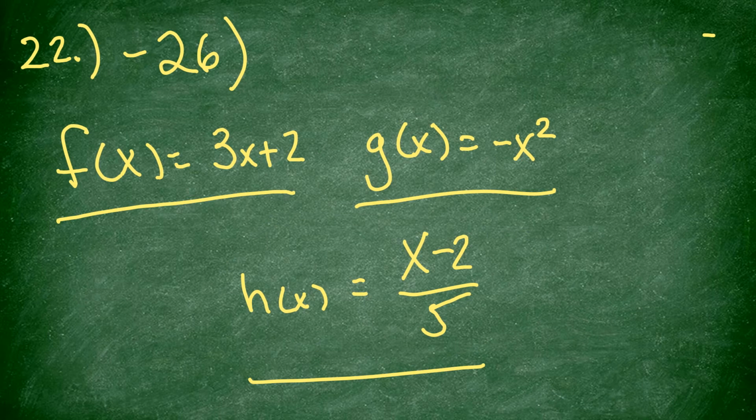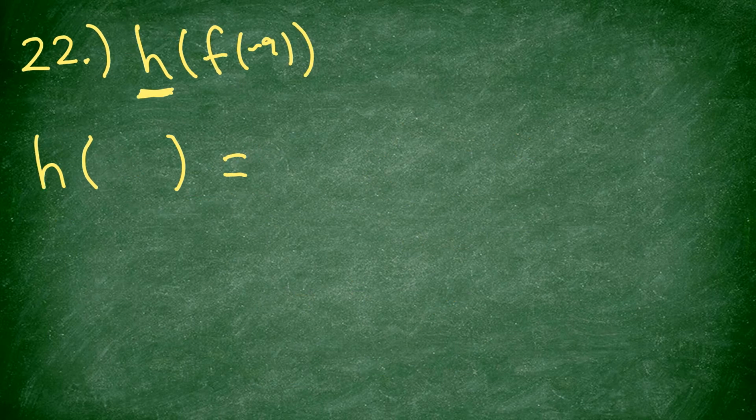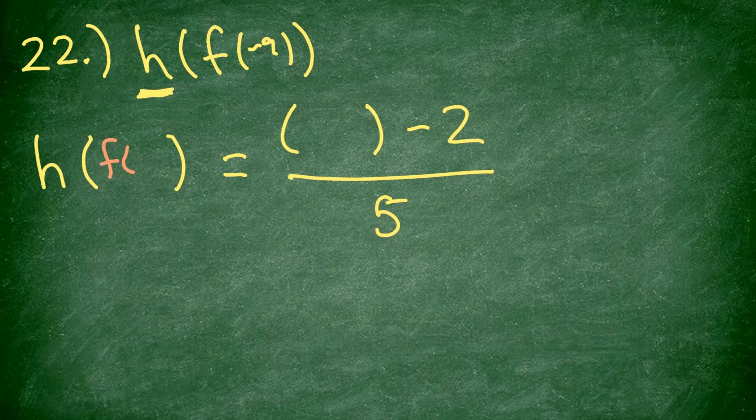So instead of x, I write a blank space. So I put blank space minus 2 all over 5. Now I'm going to put in f of negative 9 right here. And if I put f of negative 9 in right here, I have to put it in my blank space.